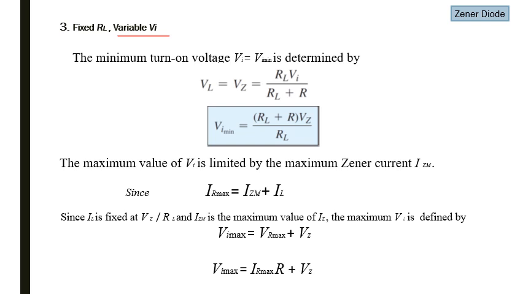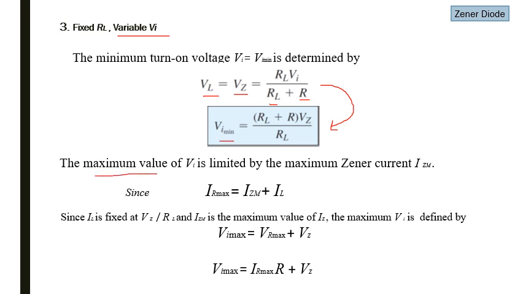For the minimum turn-on voltage Vi, which is equal to Vi minimum, we can determine this by this simple equation. When the diode is on, and for the minimum condition, we should have VL equal to Vg, and we find this by this equation: RL Vi over RL plus R. Now here we have Vi equal to Vi minimum. From this equation we can derive this equation: Vi minimum is equal to RL plus R into Vg over RL. This is simple calculation. Now we have an equation for Vi minimum.